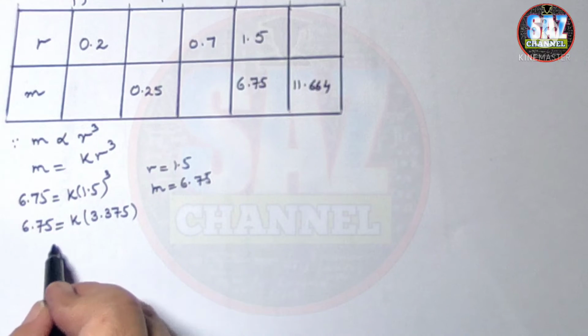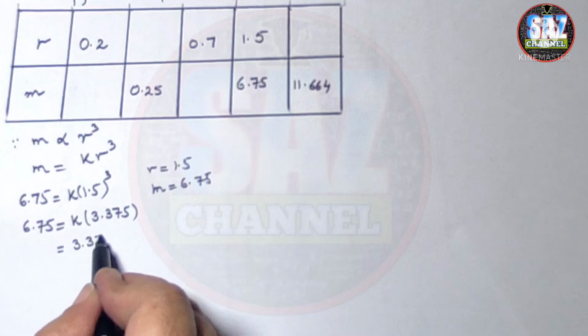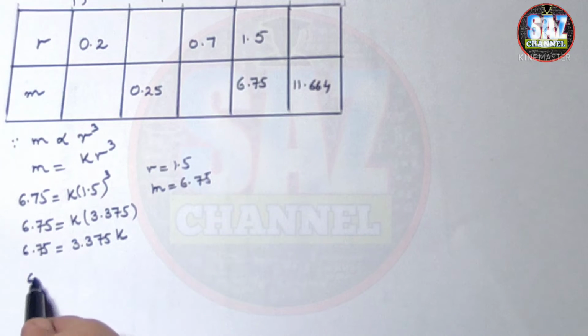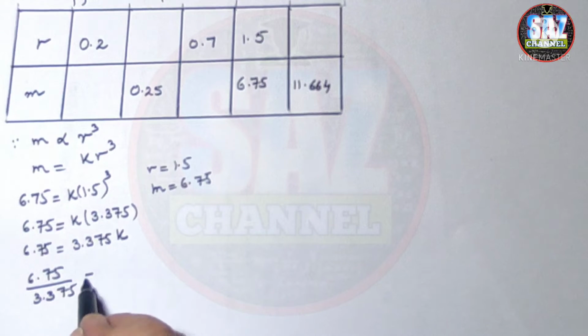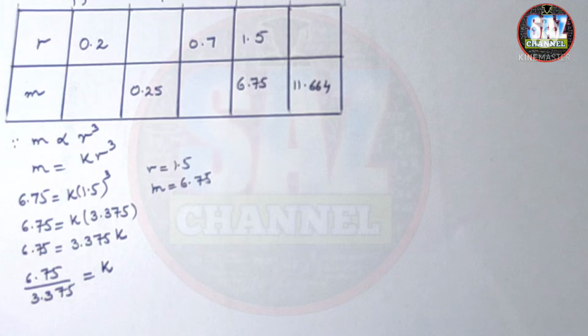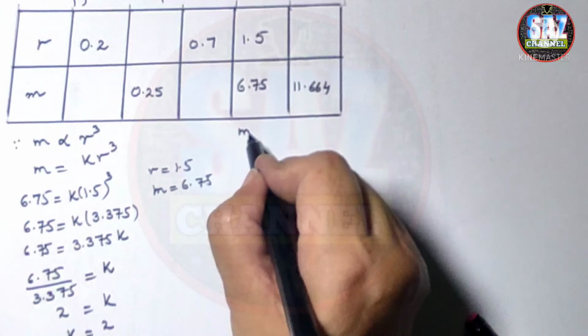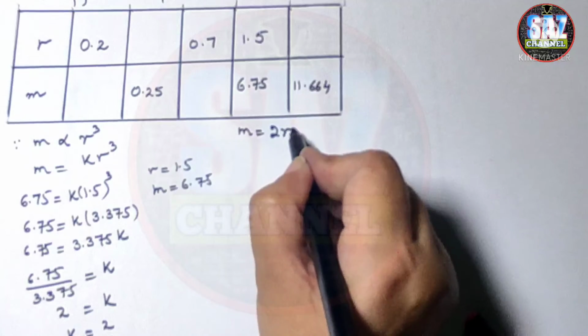3.375. Now in order to find the value of k, what we have to do is divide: 6.75 divided by 3.375 equals k. So 6.75 divided by 3.375 is 2. 2 equals k. So the constant of variation is 2. Now we have to write the equation connecting m and r. m equals 2 times r cubed.